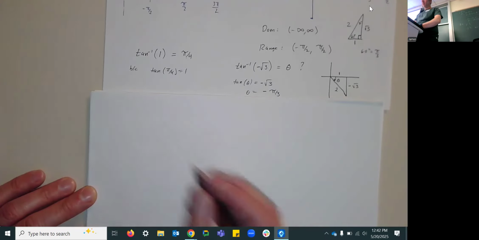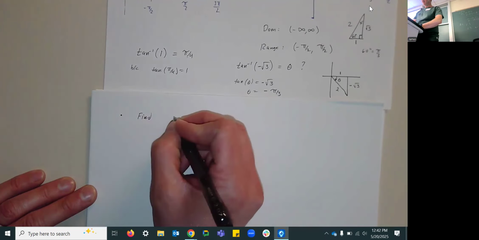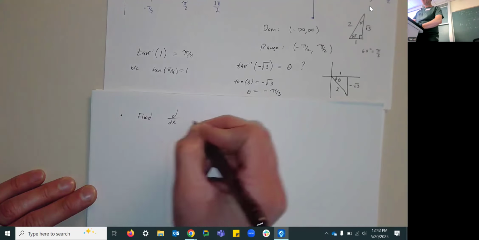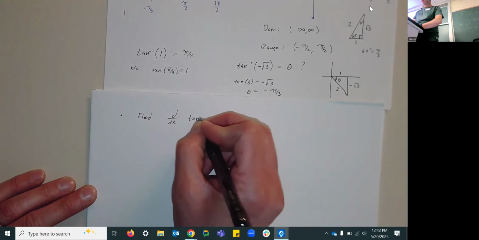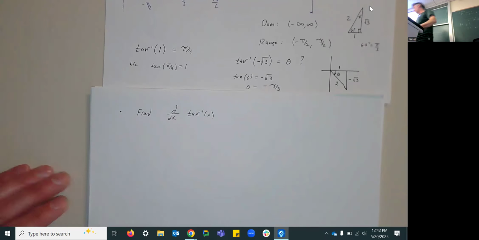Oh well. So what we really want to be able to do here is to find the derivative of inverse tangent of x. And I'm going to show this to you in two different ways.